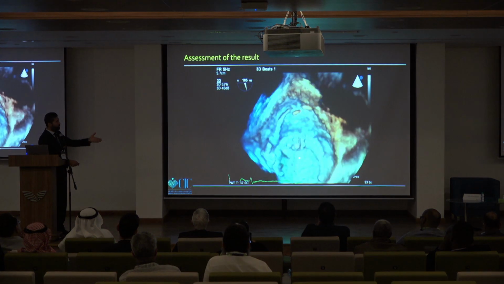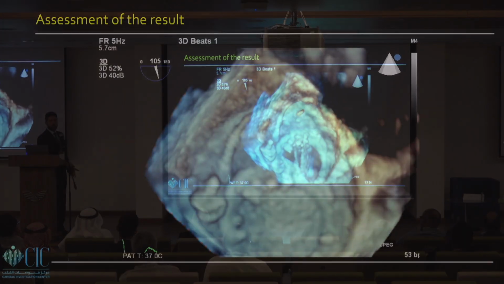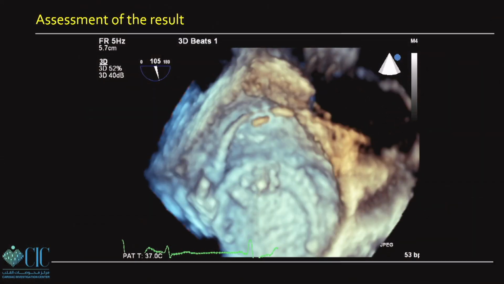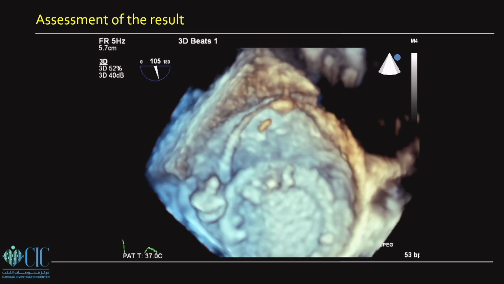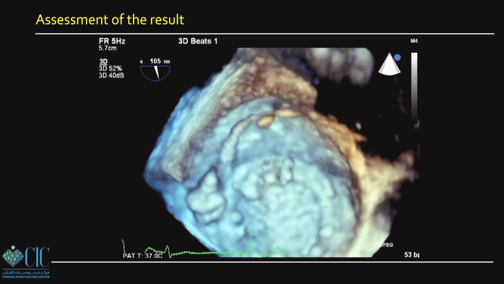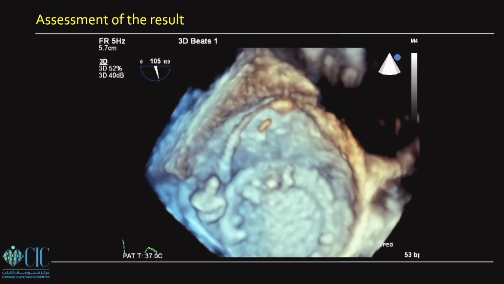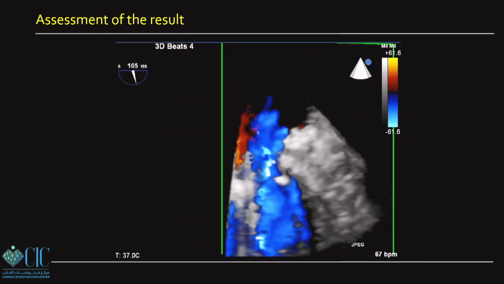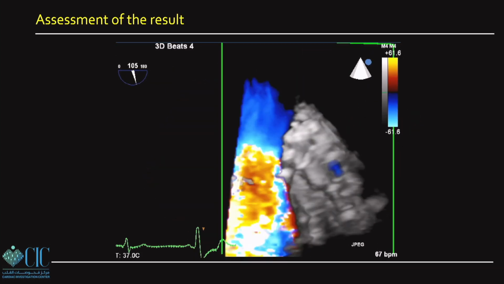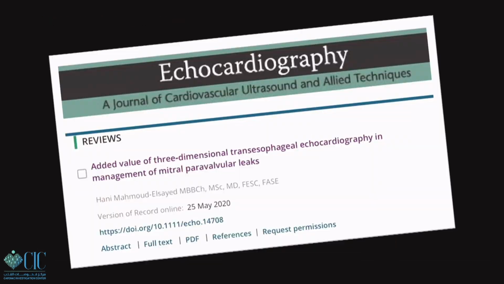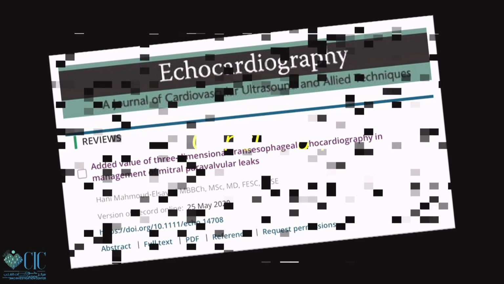3D can help a lot. Just one view, see the defects opening and closing very well. Because with 2D, some cuts will give you a sense or a false impression that one disc is not moving. But with 3D, you will see both discs are moving. By color, you can assess if there is any residual leak or not. And for further reading, we published this 2 years ago, added value of three-dimensional TEE in management of paravalvular leaks.